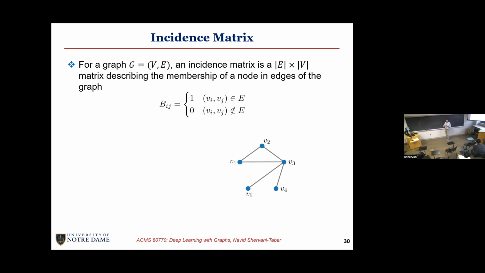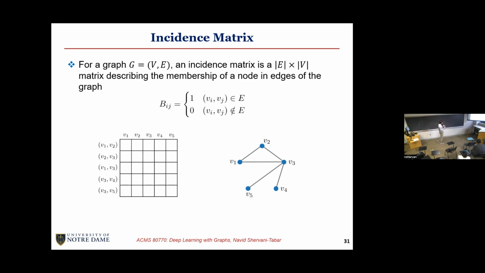So an incidence matrix is an E by V matrix, right? Essentially we have a matrix whose rows correspond to each edge in our graph, and whose columns correspond to each node in our graph. So it is 1 if that node is participating in the corresponding edge. So we have 2 ends, and in each row we will have 2 ones. So let's look at an example.